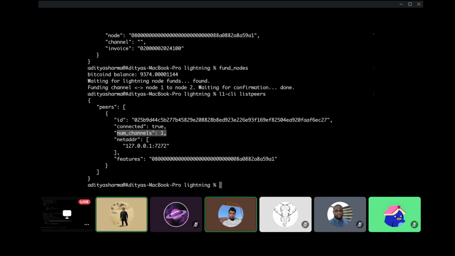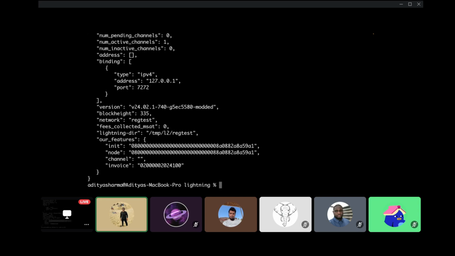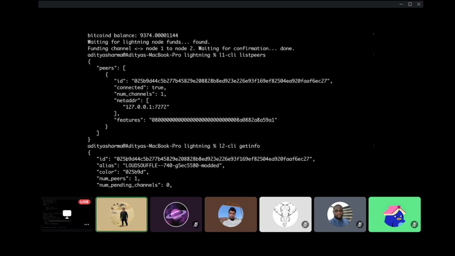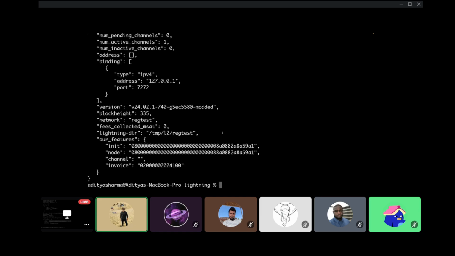This is the IP address. This ID is the node ID of L2, right? Yes. Wait. l2-cli getinfo. As you can see, this is the node ID of L2, 025B9, 025B9. So now we have a channel between L1 and L2.